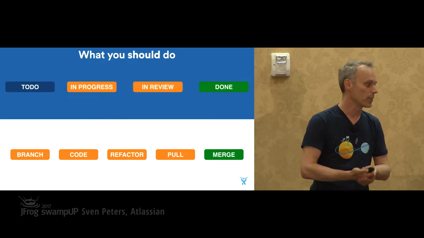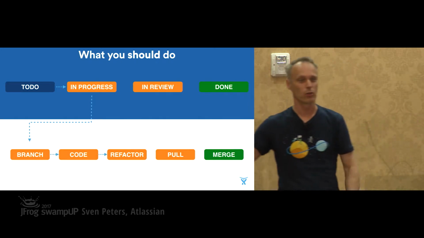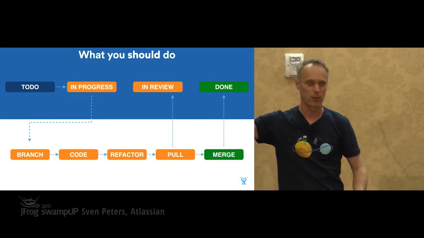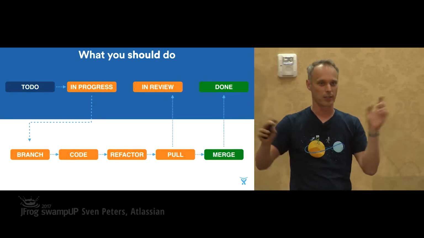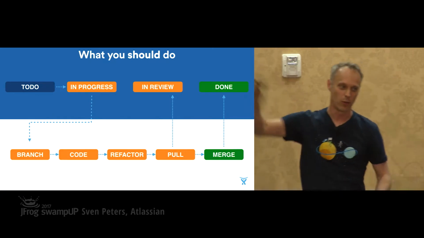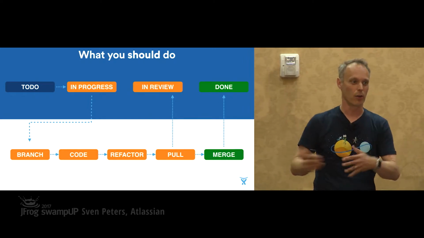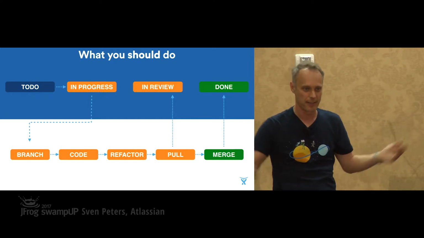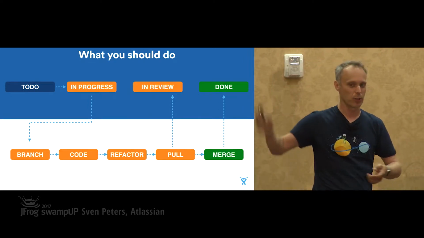So what you do is actually, the issue is in to-do, you start, OK, I'm updating the issue. It's in progress now. So create the branch, code, yada, yada, yada. Make a pull request, update the issue, set it in review. And then you merge, and then you say, OK, I'm done here. But this is what you should do.